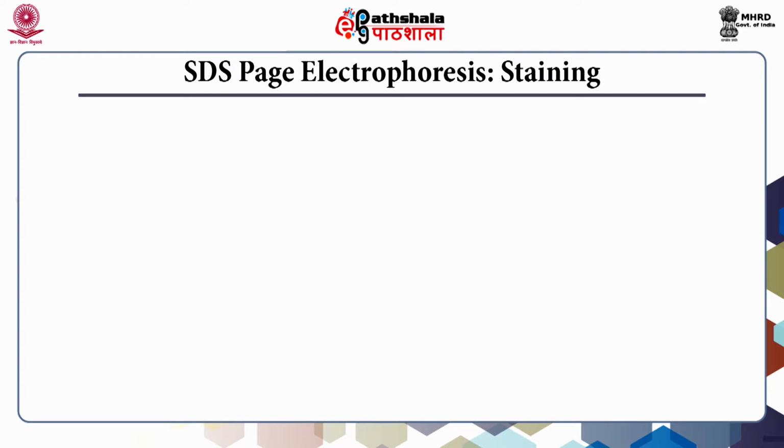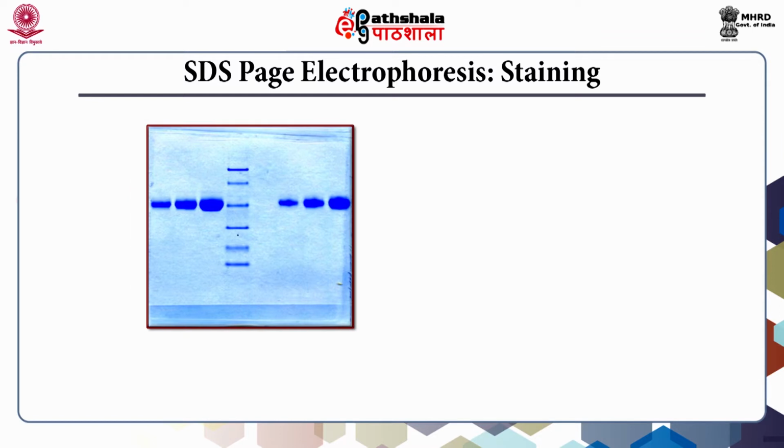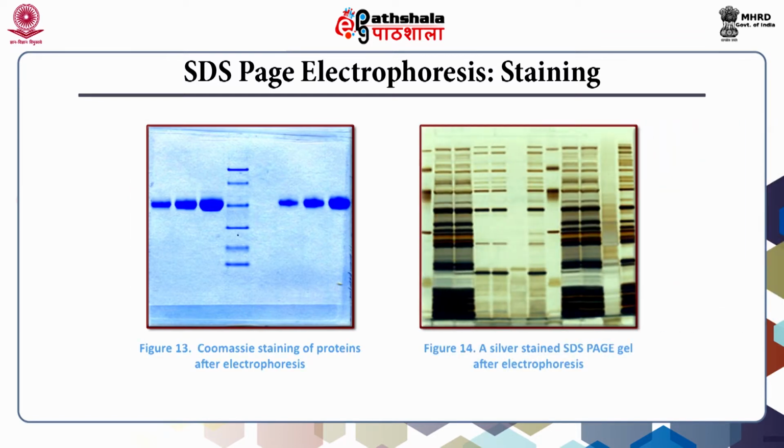When the electrophoresis is complete, the proteins in the gel can be visualized by staining them using Coomassie blue dye, as in figure 13, or silver staining, as in figure 14, which reveals a series of bands. What is Coomassie staining? The electrophoresed SDS gel is visualized by staining with a dye such as Coomassie brilliant blue R250. The principle of Coomassie staining is the same as that of the Bradford protein assay, wherein the Coomassie dye reacts with the protein to generate a blue colored complex.